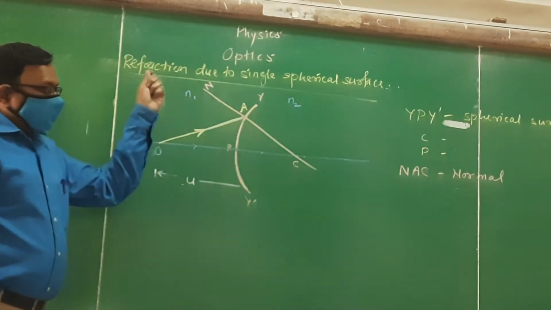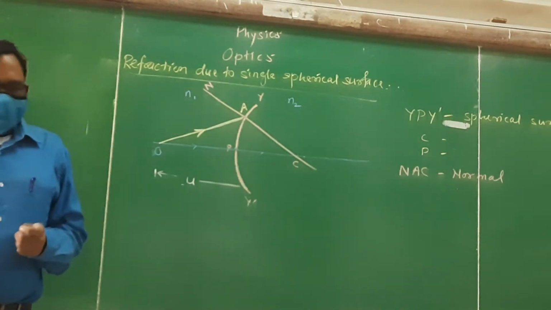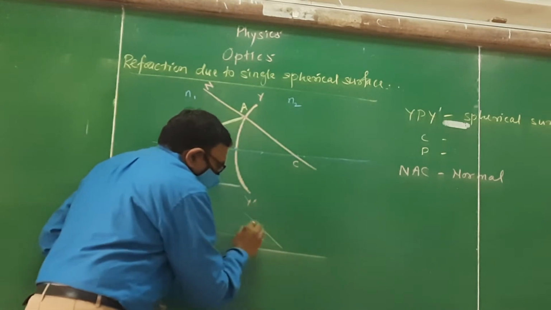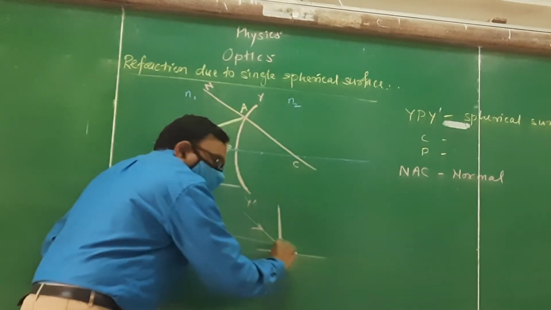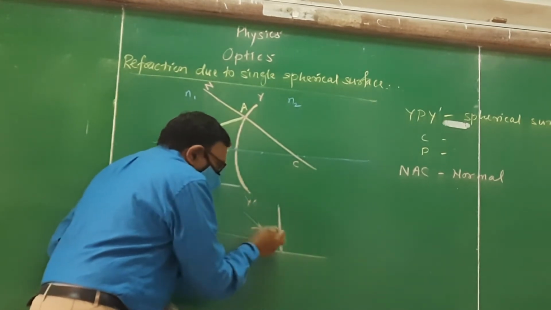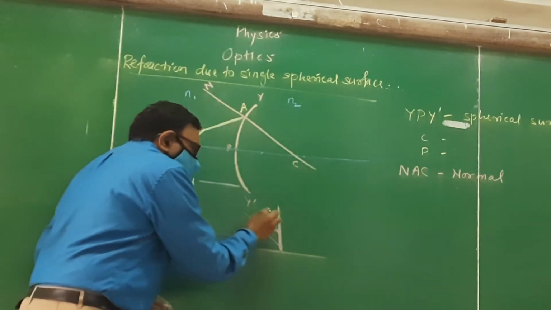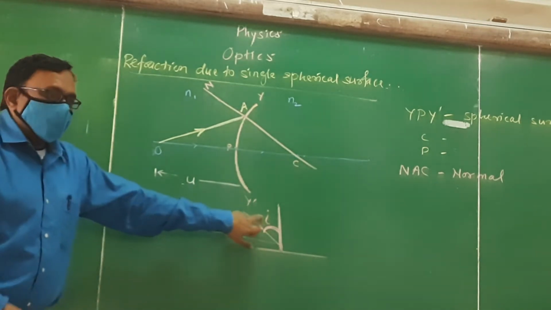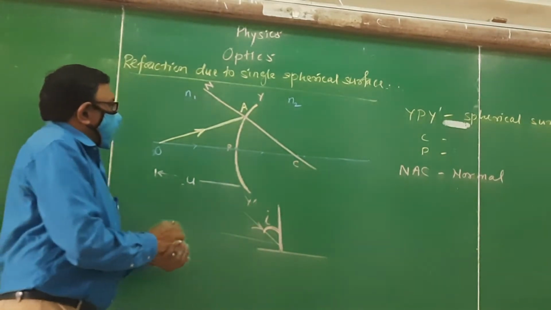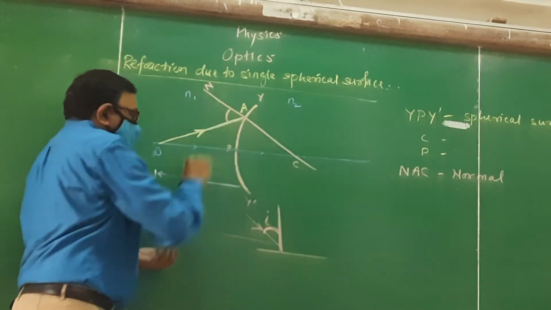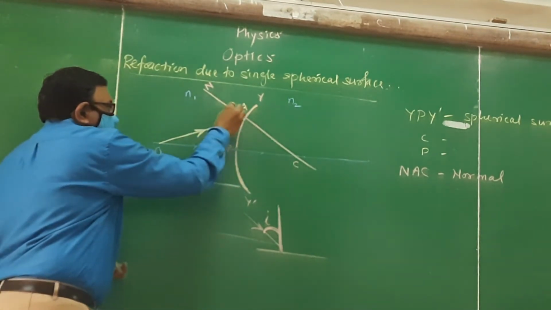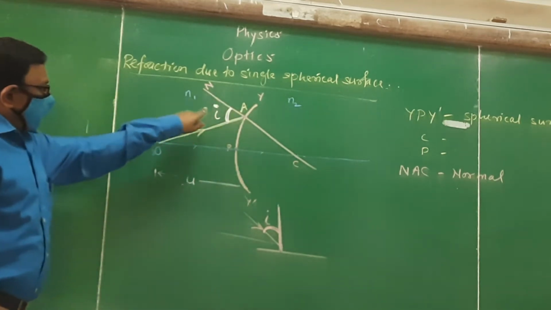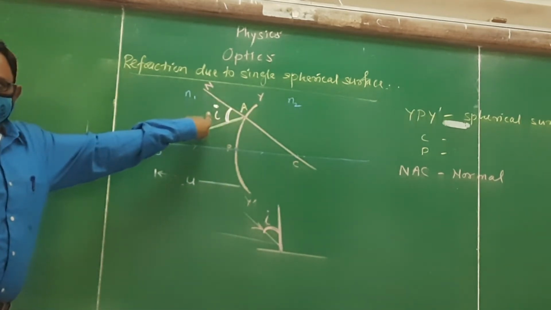Now, in the previous lecture we discussed this. Suppose this one is a surface, this is the incident ray, and here it is a normal. Here a certain angle is created. Can you say the name of this angle? Incident. Very good. This is termed the angle of incidence. This angle of incidence is represented here.